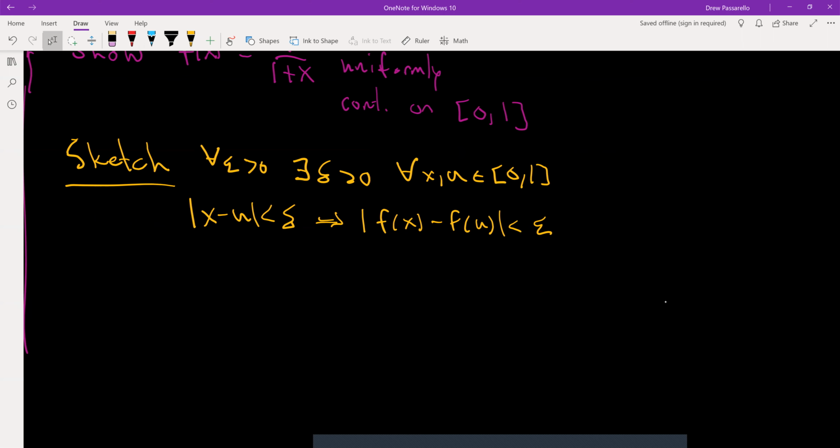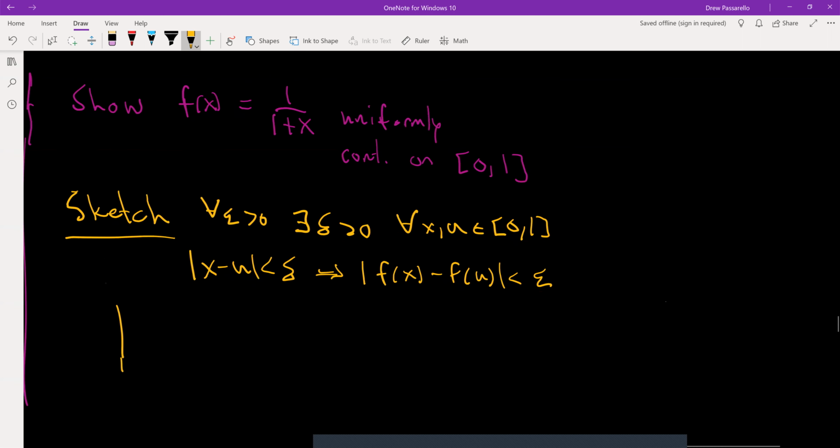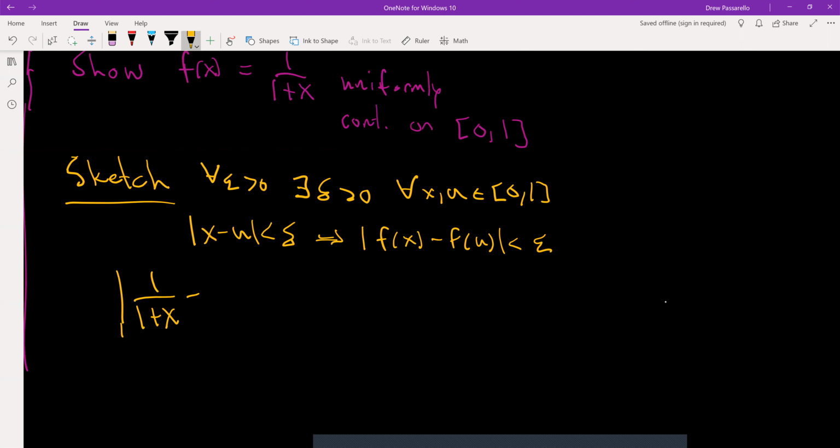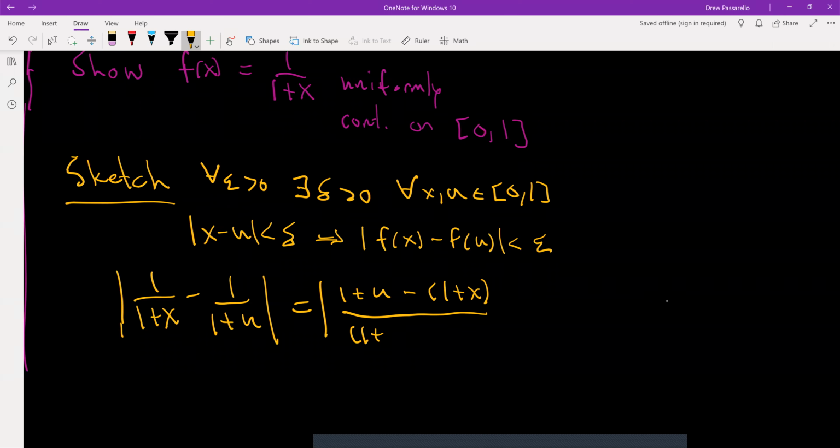Now, what is f of x minus f of u? Our function is 1 over 1 plus x, so this will be 1 over 1 plus x minus 1 over 1 plus u. And we could do some algebra and write this as one fraction. 1 over 1 plus x does not have the other denominator 1 plus u, so it's going to be 1 plus u minus 1 plus x, divided by 1 plus x times 1 plus u. So the 1 and minus 1 cancel out, and you just get u minus x.